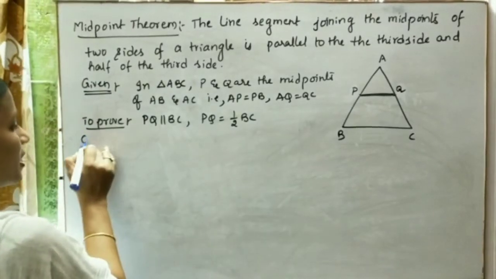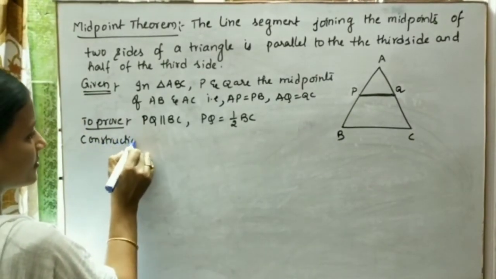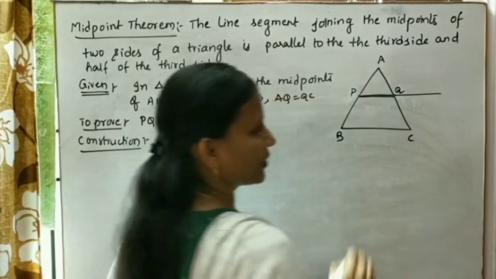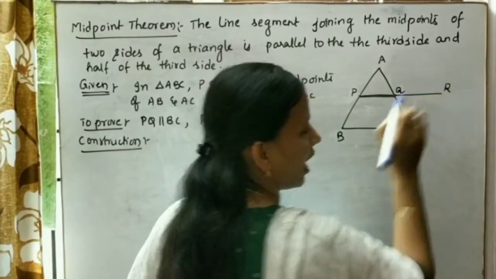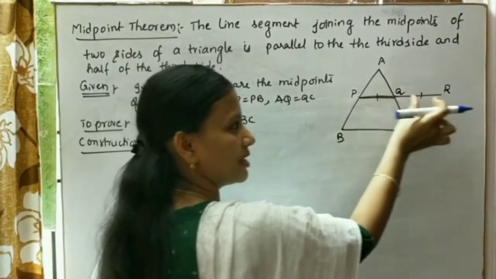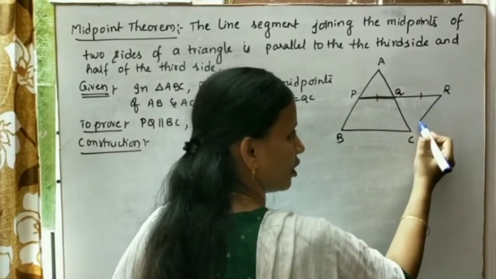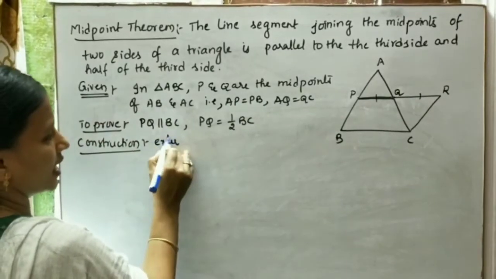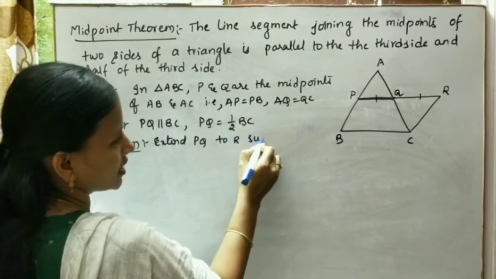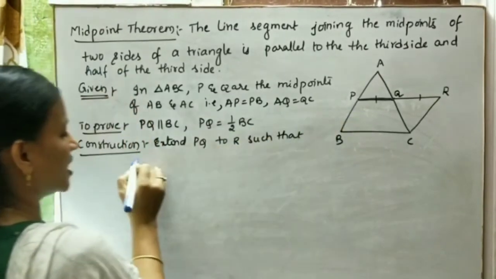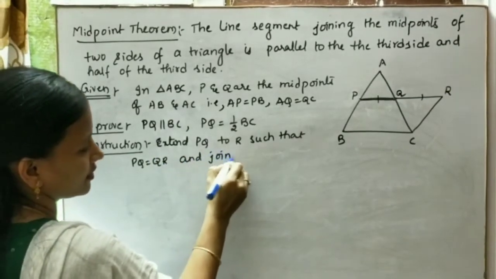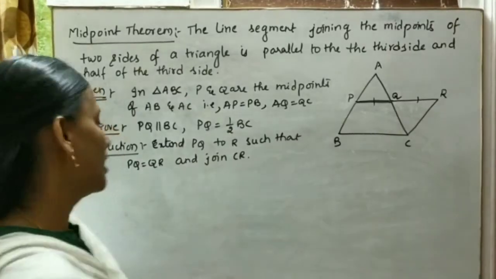For this we have to do a small construction. Extend PQ to R such that PQ is equal to QR. Okay, however much PQ is, that much only we have to extend, and after that join CR. Okay, now proof.